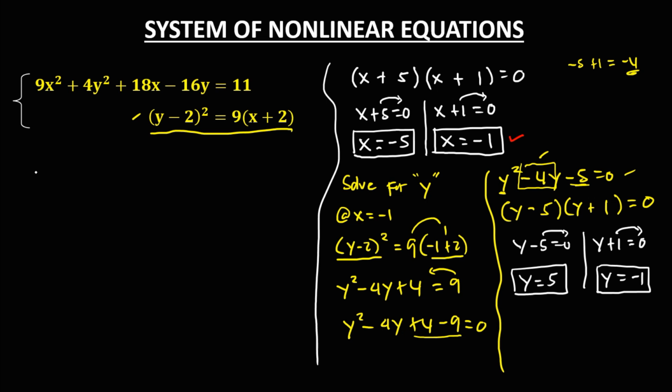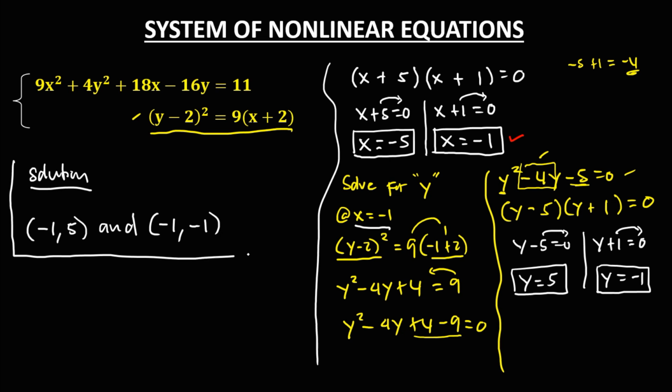Therefore, the solution of this nonlinear equation: if x is negative 1, y is positive 5, and if x is also negative 1, y is negative 1. So this is now the solution of this nonlinear equation.